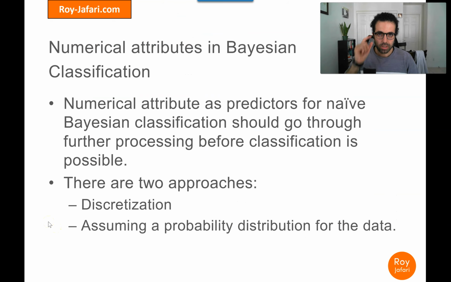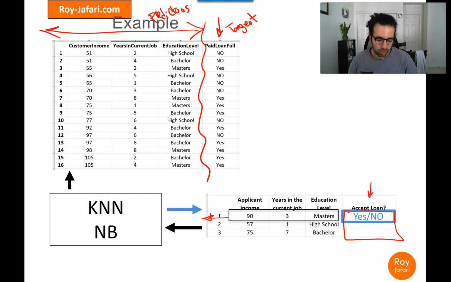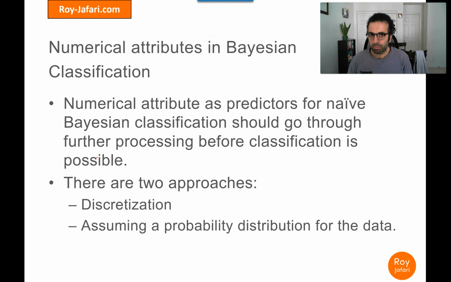One thing we need to pay attention to is that Naive Bayesian has a specific requirement for the data. The data has to be in categorical form. If we have numerical attributes, the way we do here, we've got two numerical attributes, we have to approach it from two possible perspectives. We can do discretization, or we can assume a probability distribution for the numerical attributes. We will see both of those and how they can be done.